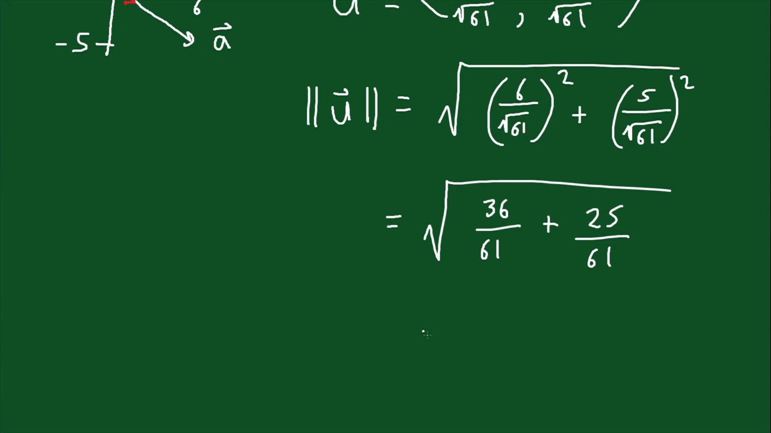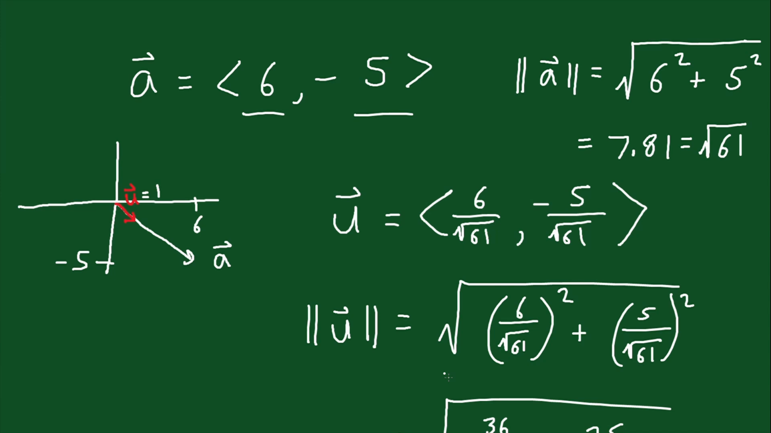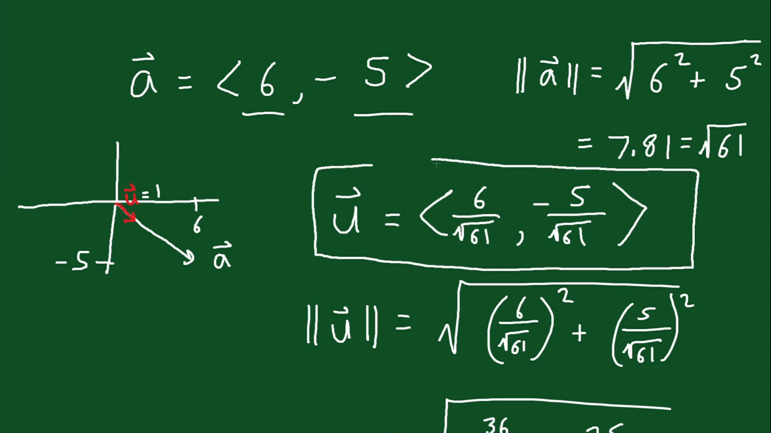And when you add these things together, we add the numerators. What's 36 plus 25? Well, that's going to be 61 over 61. Anything divided by itself, that's just going to be 1. So we're doing the square root of 1, which is 1. So the magnitude of the unit vector is in fact 1, meaning that we did this correctly, meaning that the unit vector in its component form is in fact equal to this.